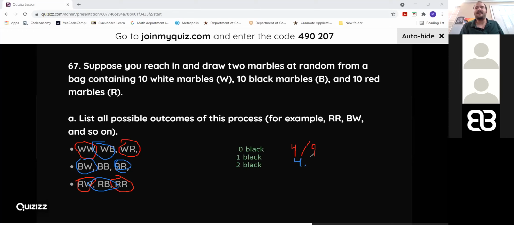And then we want to do 2 black next. So now it's 1. Now we just get 1 in the middle there. We do.